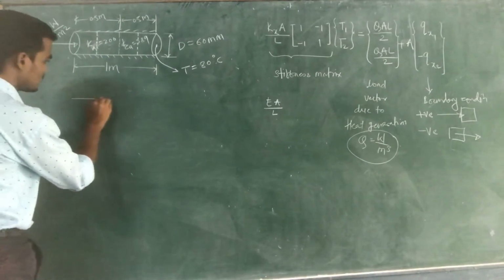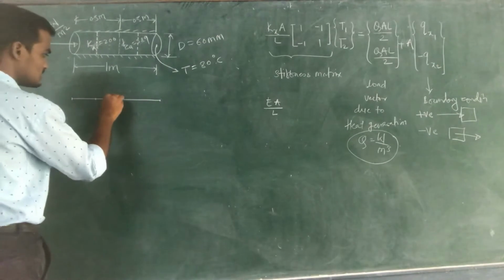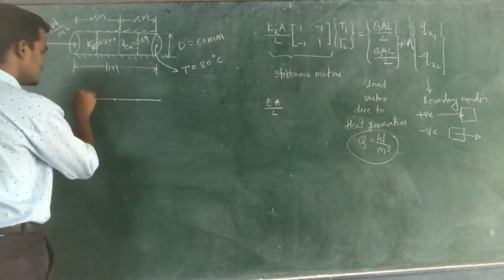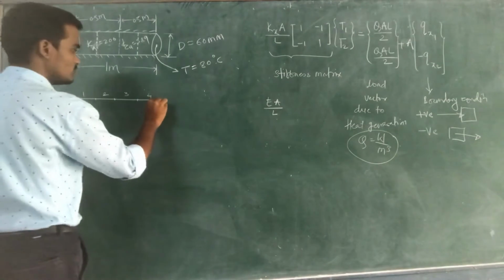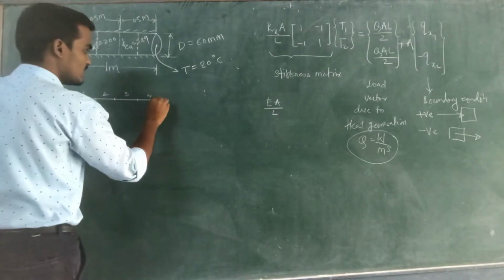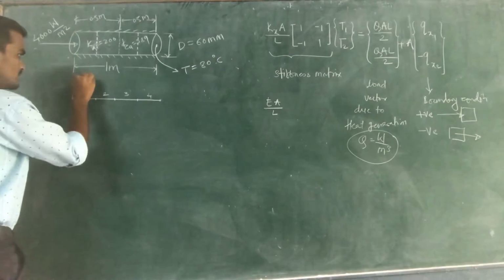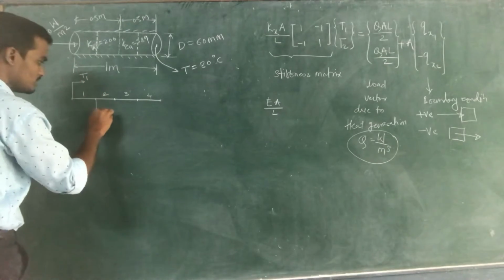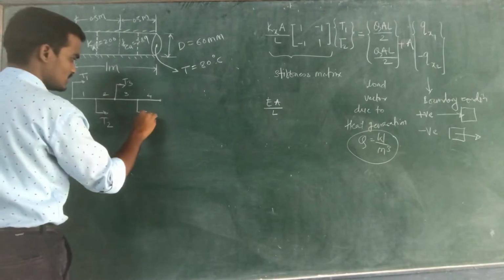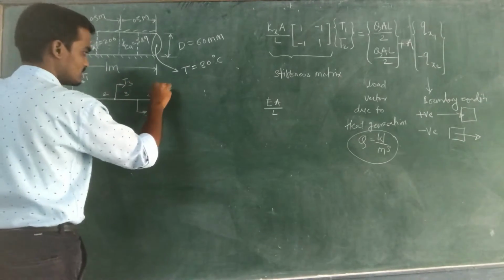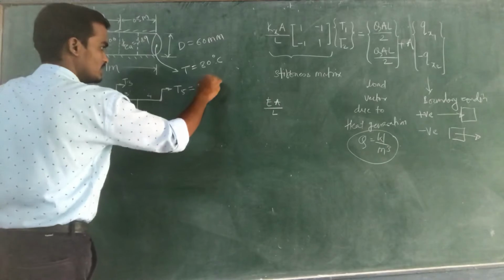Like if we draw a free body diagram, this is the first, second, third and fourth element. Now this end is maintained at temperature T equal to 8 degrees Celsius. Suppose we take temperature T1 for this case, this is T2, this is T3, this is T4 and this is T5, and T5 is maintained at 80 degrees Celsius.